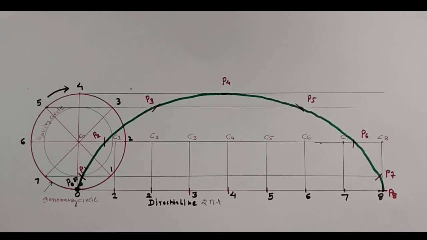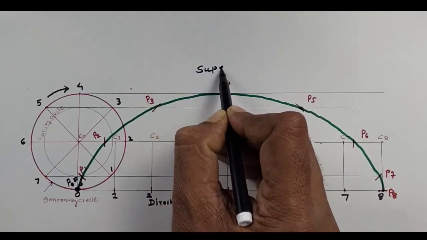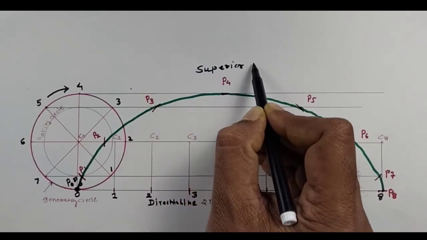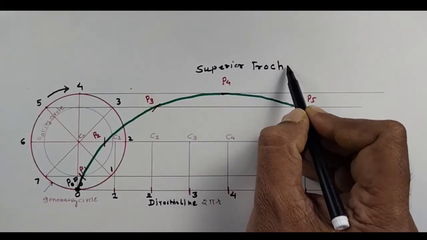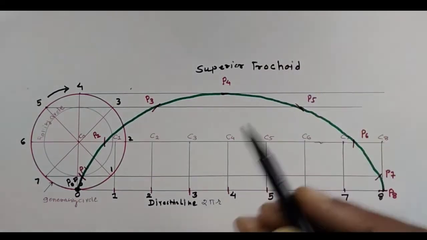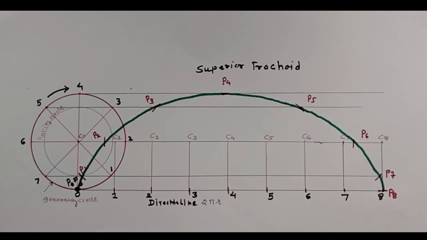And this curve we call a superior trochoid, because my point P is outside of the rolling circle, and the curve generated is similar to the cycloid, but it is called a superior trochoid.